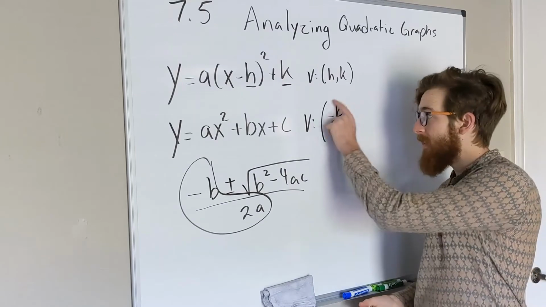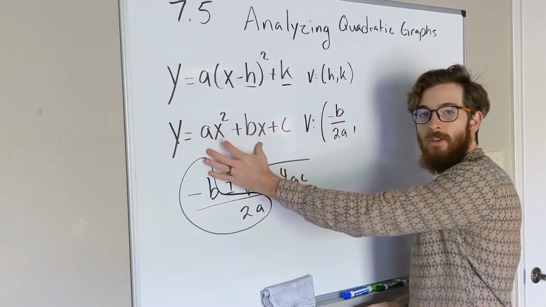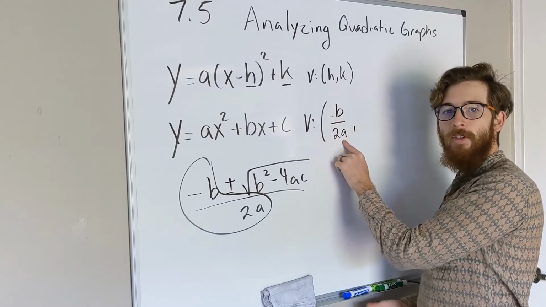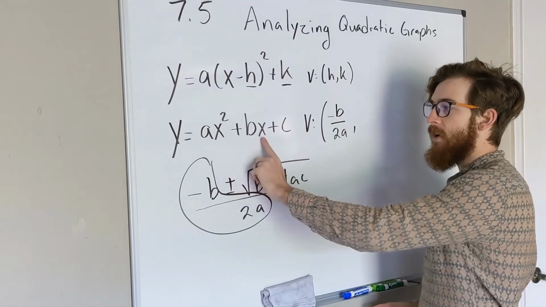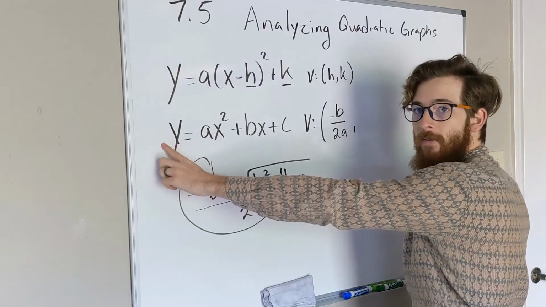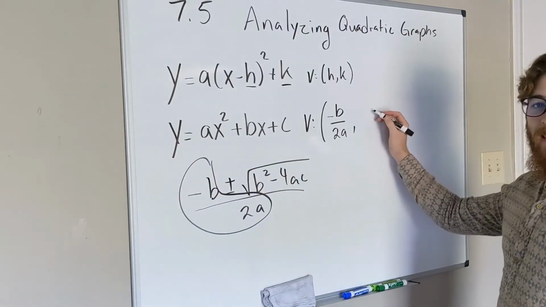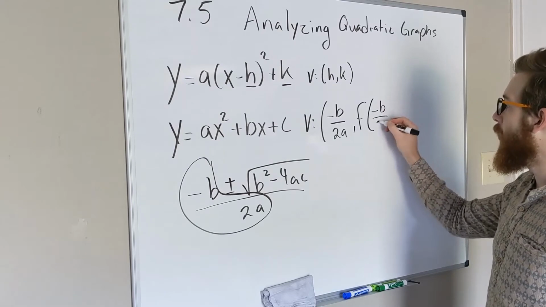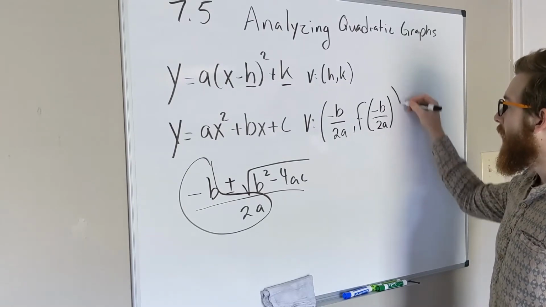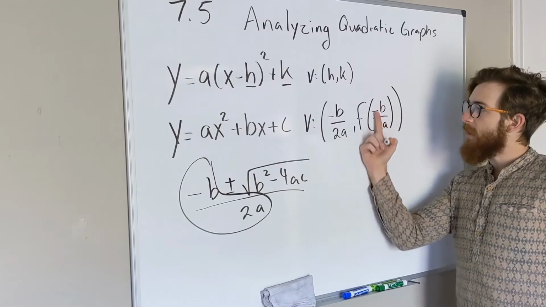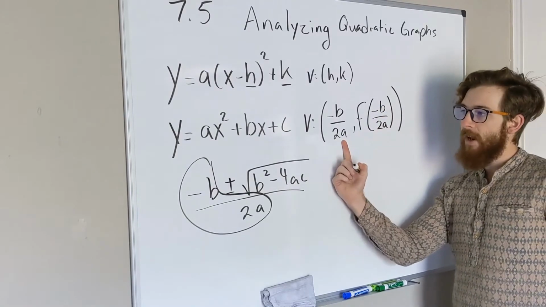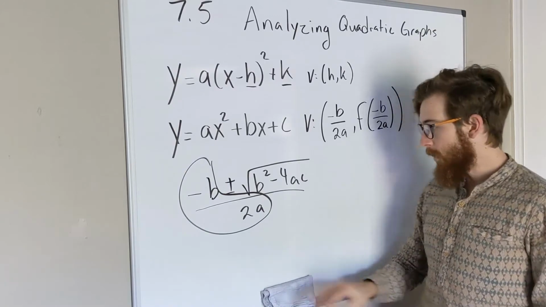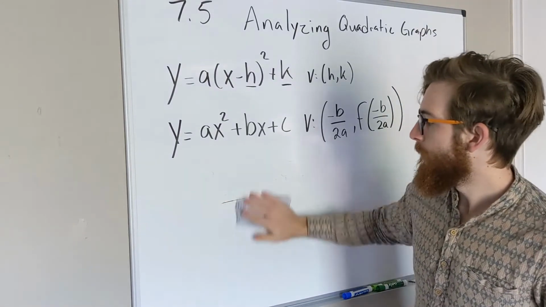I plug this thing back into my function. So if this answer, negative b over 2a, was 3, I would plug 3 in here and 3 in here, and it would give me a y value. So the way that we write that is by writing f of negative b over 2a. And that just means plug this thing that we found for x into x to find y. So why don't we look at an example of this?